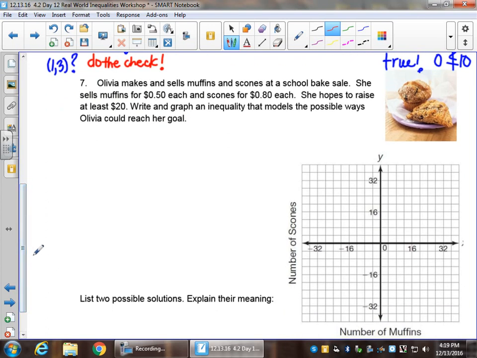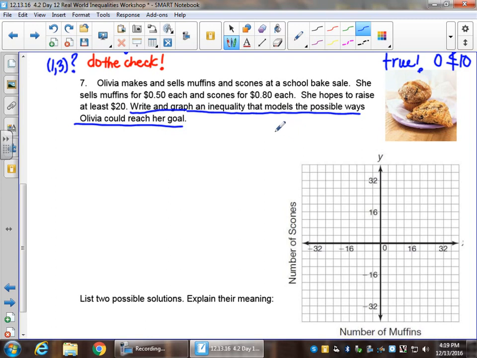Number 7. Olivia makes and sells muffins and scones at a school bake sale. She sells muffins for 50 cents each and scones for 80 cents each. She hopes to raise at least $20. Write and graph an inequality that models the possible ways Olivia could reach her goal.